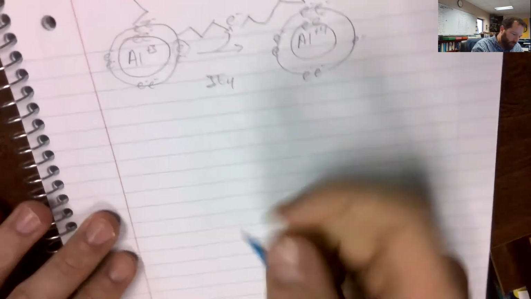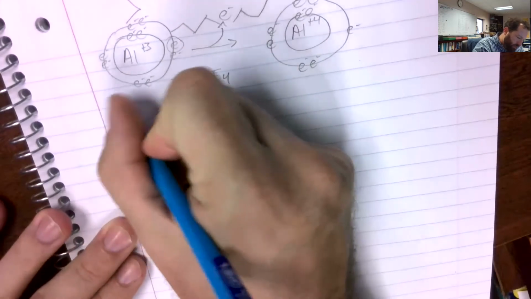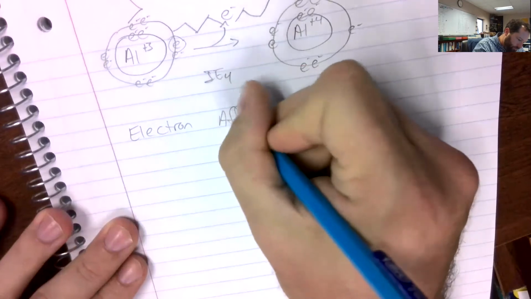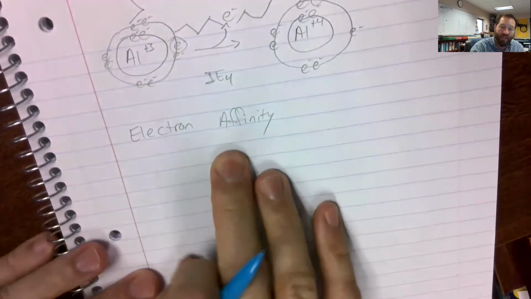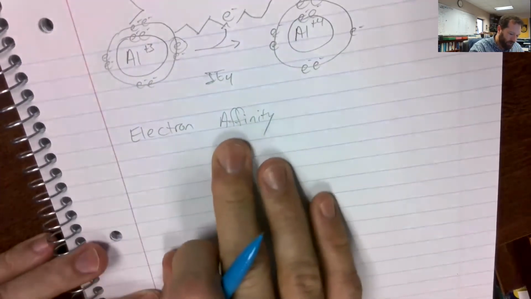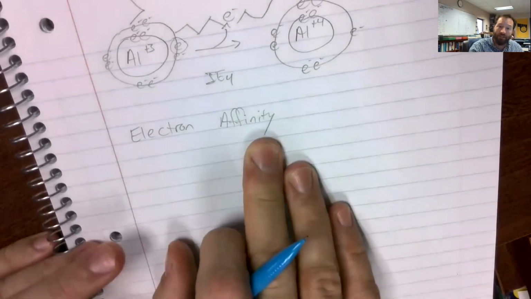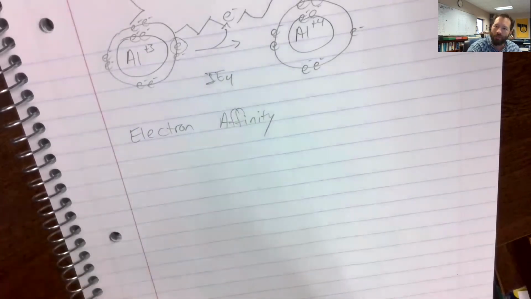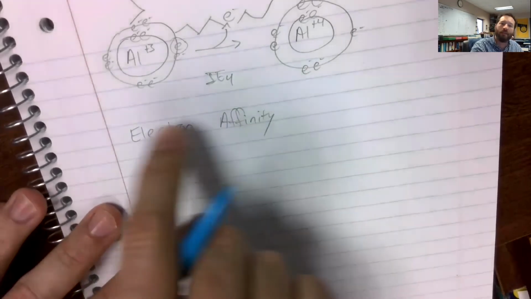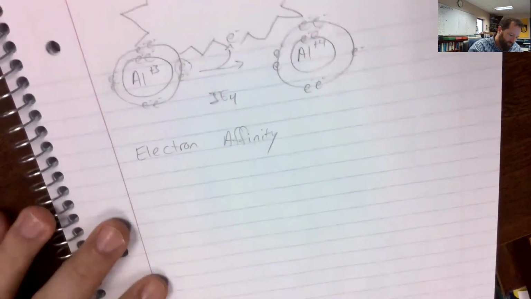And the 4th thing we're going to talk about, the 4th trend we're going to mention, is called electron affinity. Now, it's not infinity like a limitless number, it's affinity. Affinity in chemistry is a term we use to usually kind of mean love. Something really loves or really likes something. So electron affinity, how much an atom loves an electron.